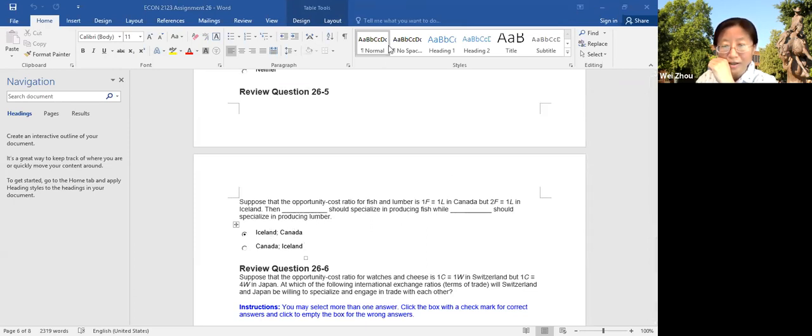If you do the calculation here, to make 1 fish in Canada costs 1 lumber. How about Iceland? 2 fish, 1 lumber. So if you're going to make 1 fish, it's going to cost 2.5 lumber. Okay, so in that case, who is making fish at less lumber cost? Iceland. So Iceland needs to specialize in fish. So this is right. Okay, any question here?